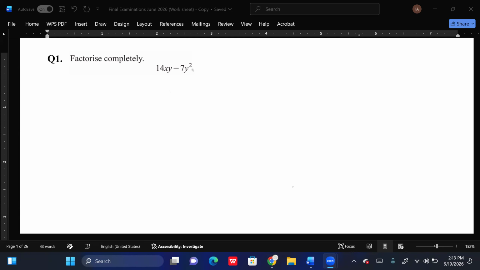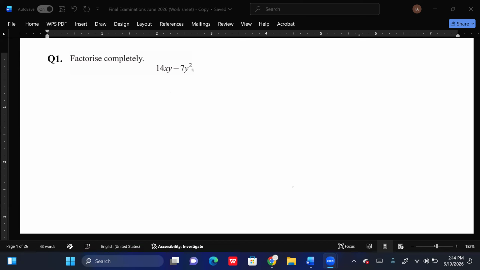Today we are going to start a very important worksheet in which we will discuss different topics of algebra and geometry as well. Let's see, starting with question number one, in which they ask you to factorize. Whenever they ask you to factorize, the first thing that you need to observe is whether there is anything common in that expression or not.